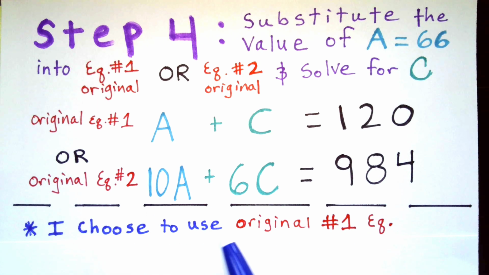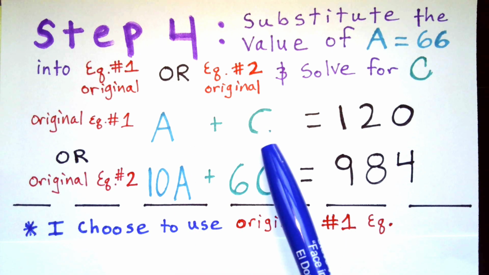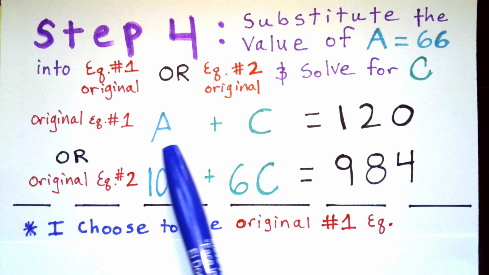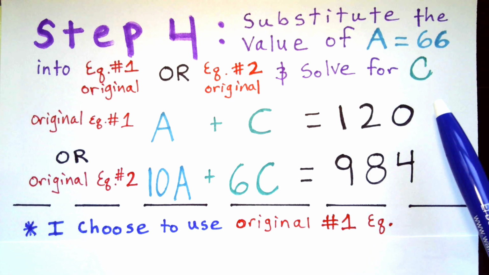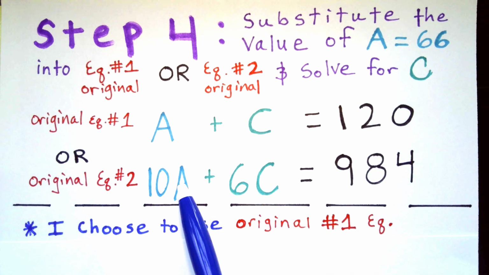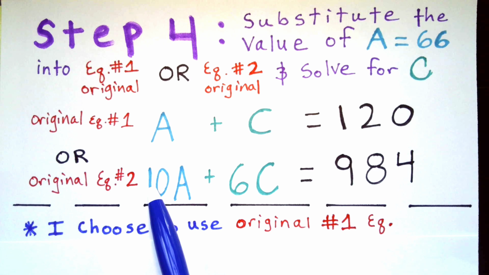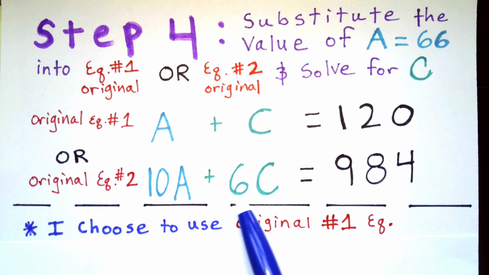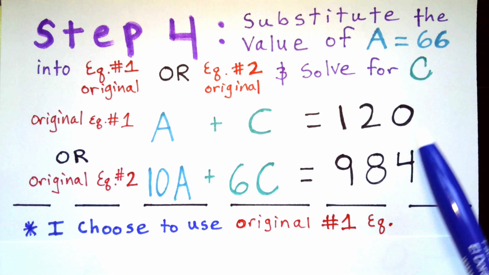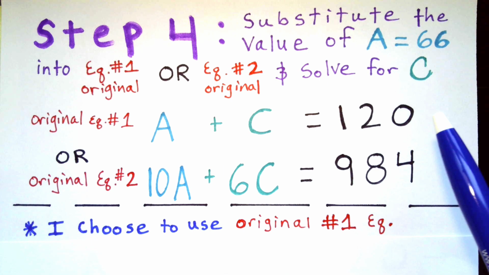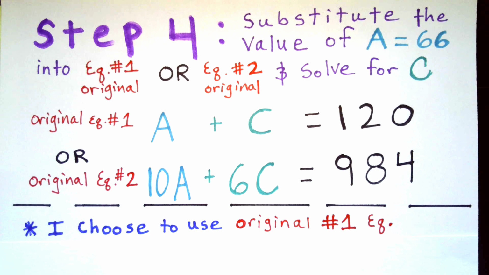Now, I choose to use original equation number 1. Why? Well, there's less stuff attached to these variables, right? And if I'm going to substitute 66 for A, it's one step to solve for C. Now, if I substitute 66 for A in equation 2, I've got to multiply times the 10, subtract both sides by the product, and then divide both sides by 6. There's a bunch of steps. I have one step after I substitute to solve for C in equation number 1. Hey, let's take a look. What does that look like?